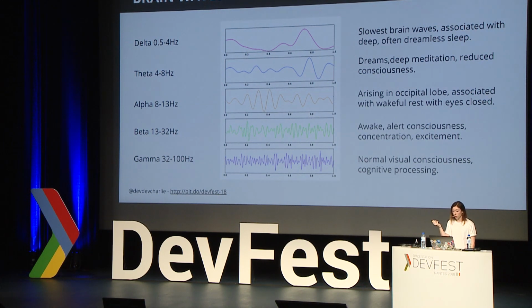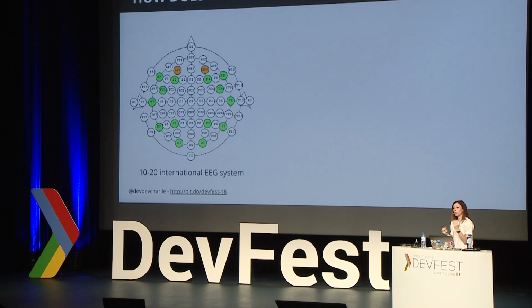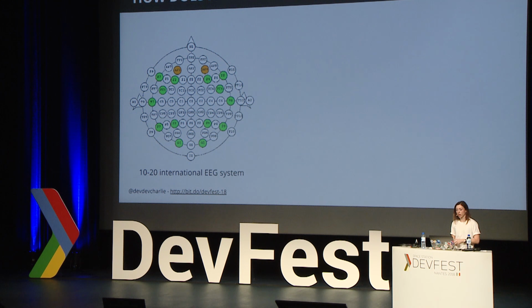But if you wanted to create an app that would help users be more focused, you would probably focus on tracking the beta waves, that are more about concentration and excitement. So all of this is cool, but now how does the brain sensor work? The brain sensor actually has a lot of different electrodes around the head. And what you see here is the 10-20 International EEG system that shows you where certain electrodes should be placed around the head depending on what you want to track.